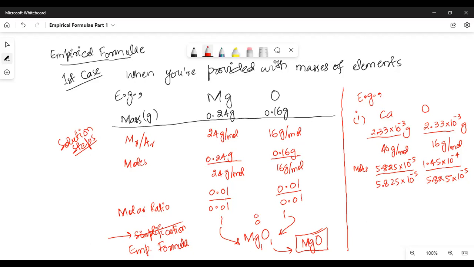So your answers are, this one is 1, and this one is 2.48, which is approximately equal to 2.5. Now, this is going to have a simplification step. So this is 1 and this is 2.5 roughly. You need to multiply the whole thing by 2. This would become 2, this would become 5. It would end up as Ca2O5.